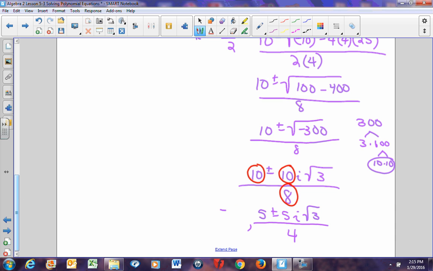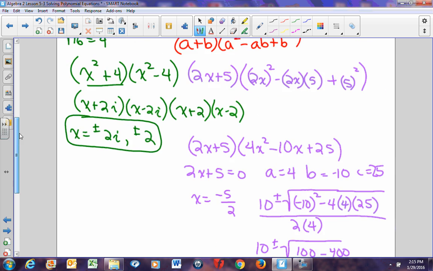So we put the negative 5 halves here. So there's our solutions for what x is equal to. So x is equal to negative 5 halves and 5 plus or minus 5i square root of 3 all over 4. And yeah, that was a rather lengthy problem, I understand, but it was an important one. Okay, let's go to our last problem here.